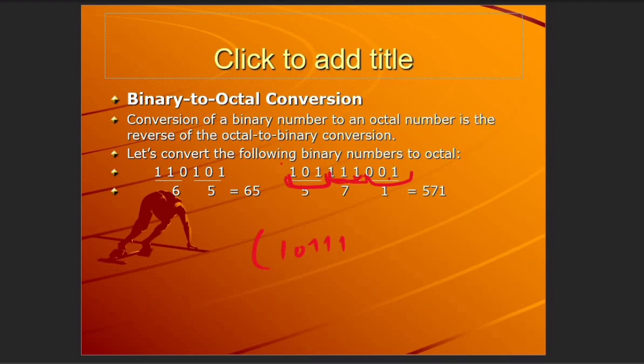Each 3-digit group is equivalent to one octal digit. This 3-digit number 111 is equivalent to 7, and this 101 is equivalent to 5. So it will give the octal equivalent of 571. So this is the result from this binary number. So this is how we convert binary to octal.